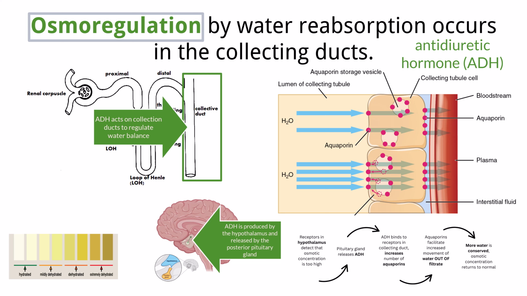The collecting duct is the last structure of the nephron through which the filtrate will pass before moving into the renal pelvis, being channeled into the ureter, and eventually to the bladder for removal. So how does ADH work?